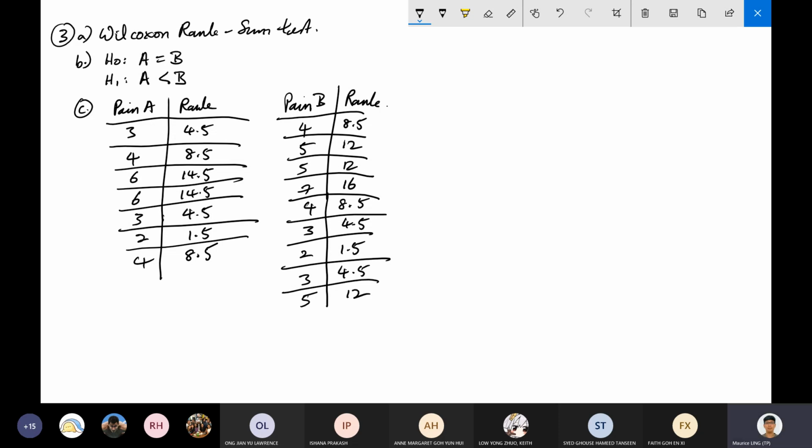Okay. Anyone confused with how it is being ranked? All good? Okay. Then after that, you calculate the rank sums. The rank sum for A is 56.5. The rank sum for B is 63.